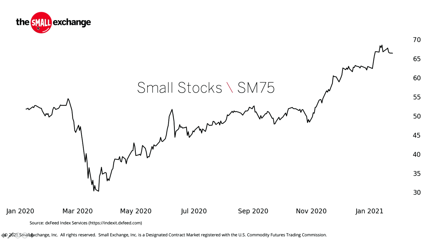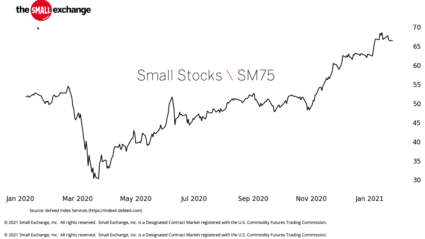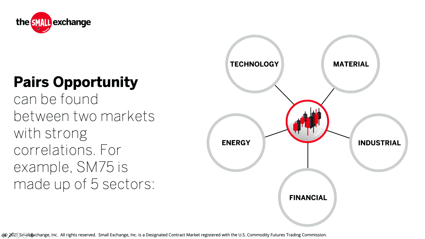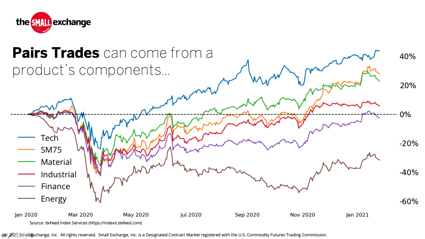And going from this launching point of just one product, SM75, you can find pairs opportunities between two markets with strong correlations. For example, SM75 is made up of 5 sectors. So what I can do here is say, all right, 20% technology, 20% materials, energy, industrials, and financials in the SM75 itself. Well, I can trade that index against one of these sectors. This is one of my favorite things, because you know the correlation is going to be there because the sector itself is part of the index.